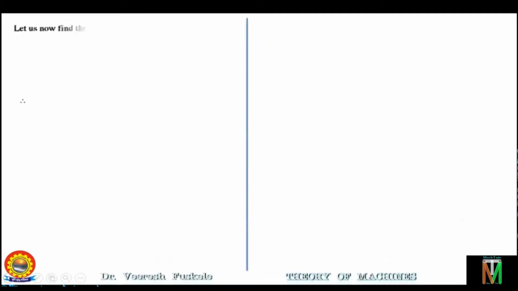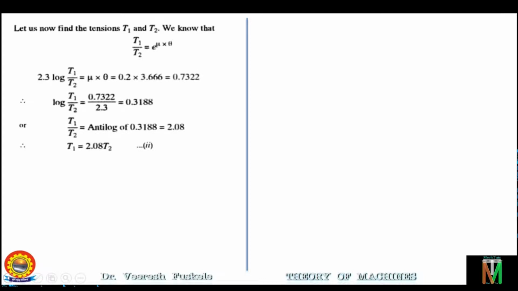Moving ahead, now let us find out the ratio of tensions. T1 upon T2 is equal to e to the power of mu theta. Writing in terms of log, we have 2.3 log T1 upon T2 is equal to mu theta. Mu is equal to 0.2 and theta we have calculated as 3.66. So this gives us 2.3 log T1 upon T2 as 0.7322. And therefore log T1 upon T2 is equal to 0.3188. And this gives us T1 upon T2 is equal to 2.08, and therefore T1 is equal to 2.08 T2. This is our equation number 2.